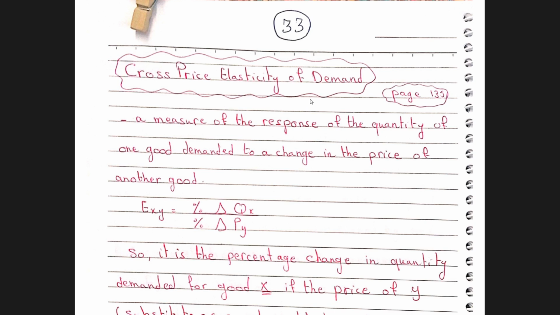First one is cross price elasticity of demand. It is explained on page 135. It's a measure of the response of the quantity of one good demanded to a change in the price of another good.